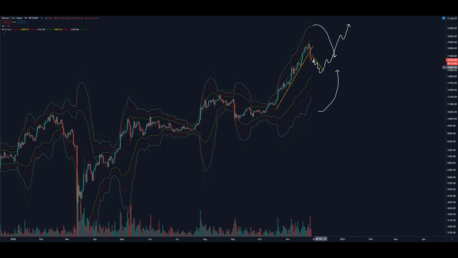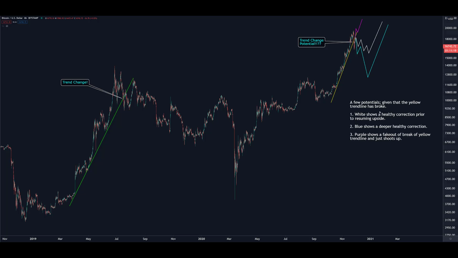Anyways, the key point here is that we have a trend change from this intermediate up, and now we're going to get a correction. Okay. The three potential scenarios we can look at. I think the purple is the least likely right now. Most likely is probably the white. And if we go down below 14K, it'll then be the blue. Again, visually very simple. But what do we have? Right here, back in 2019, we had a trend change.